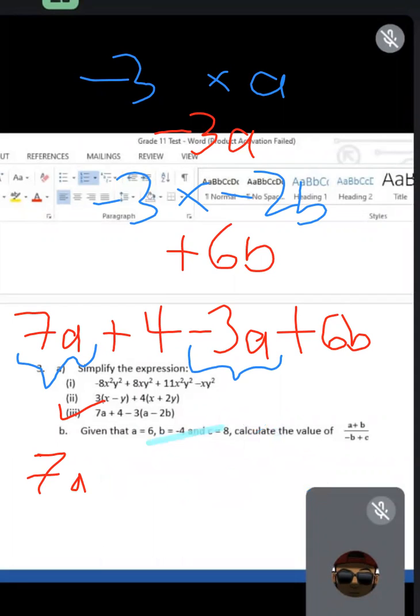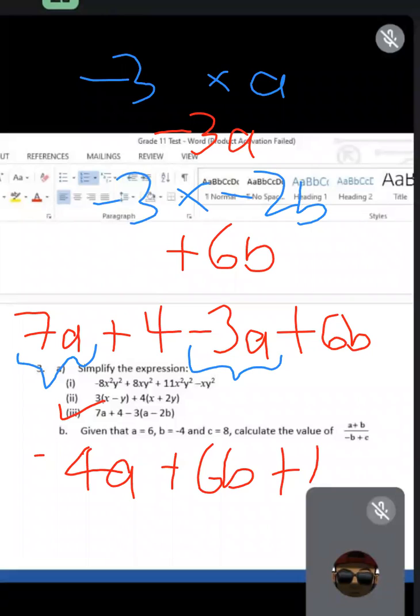So let's get rid of this. What we're going to have is 4a plus 6b plus 4. And that's the end of those three. Right? So moving on from here.